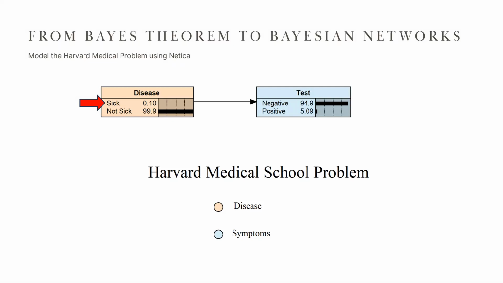If I'm sick, I click on the sick element of the disease node. I'm definitely sick and have a 100% chance of testing positive, because we know the test is 100% reliable when testing sick people. Now I click on not sick. If I'm not sick, I have a 95% chance of testing negative and a 5% chance of a false positive.